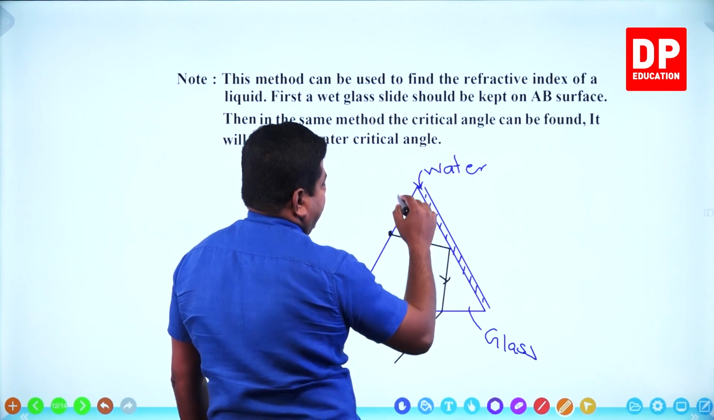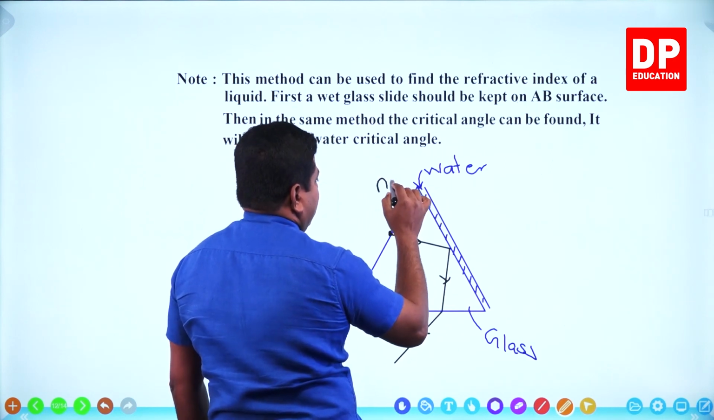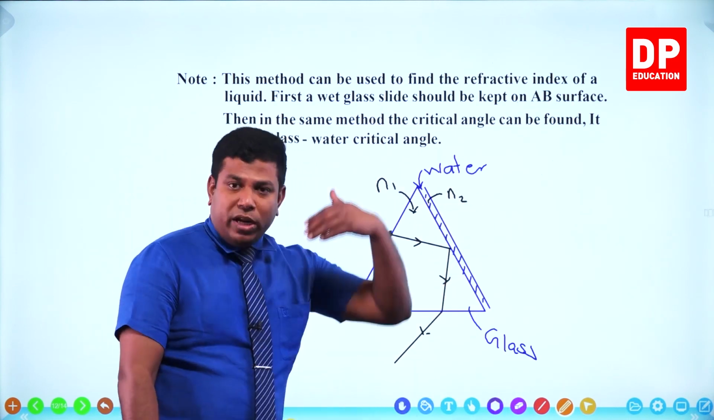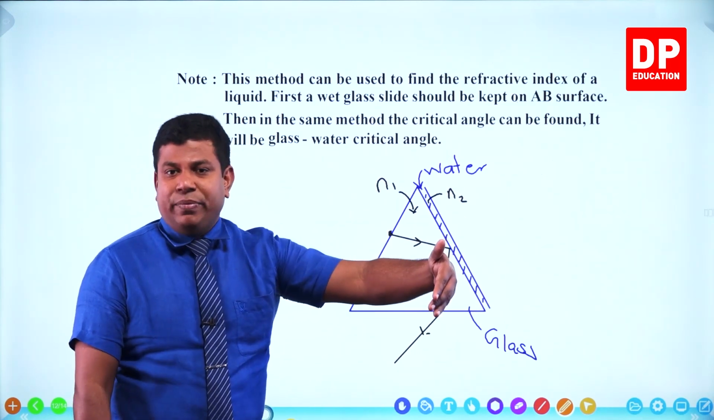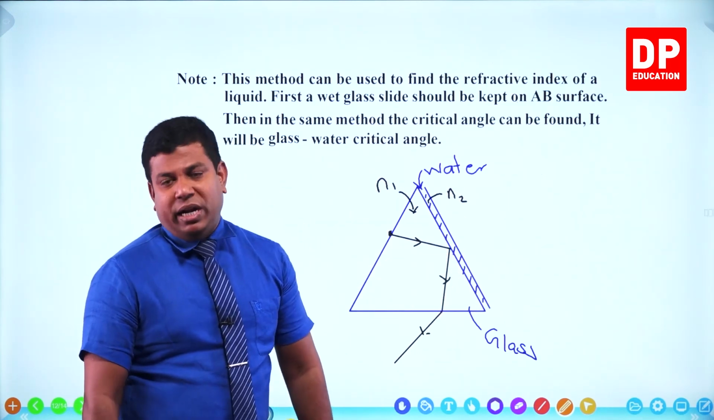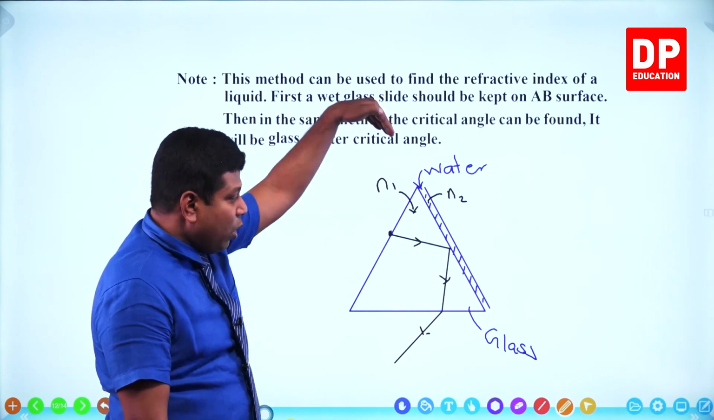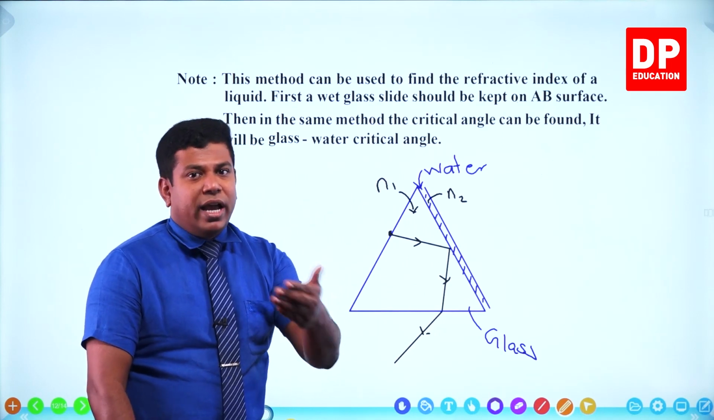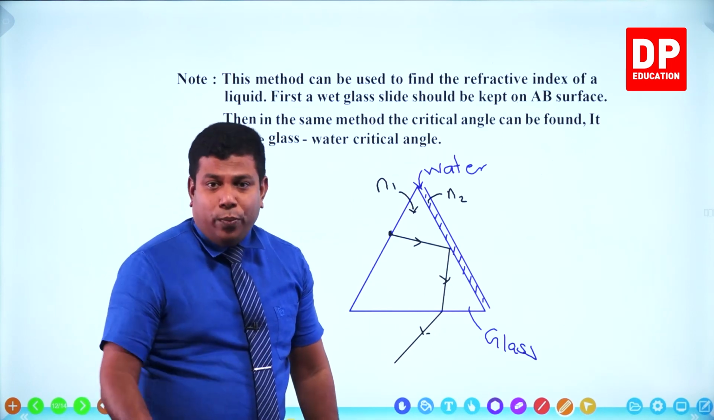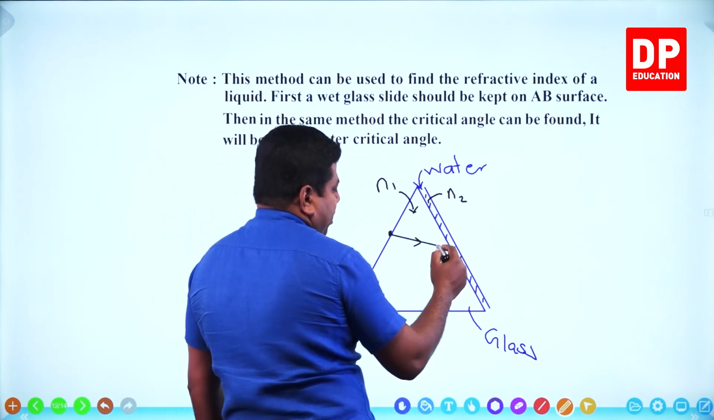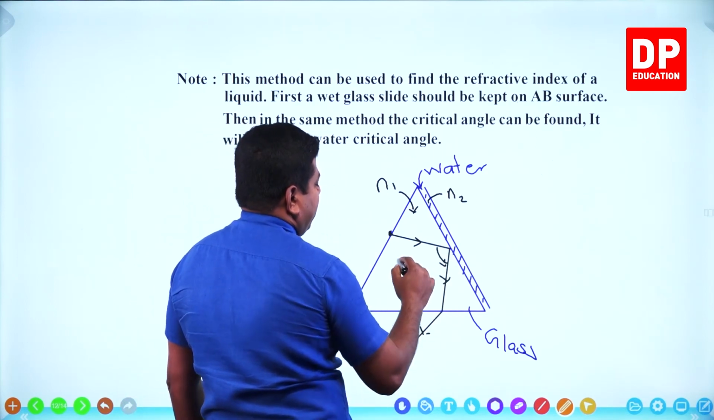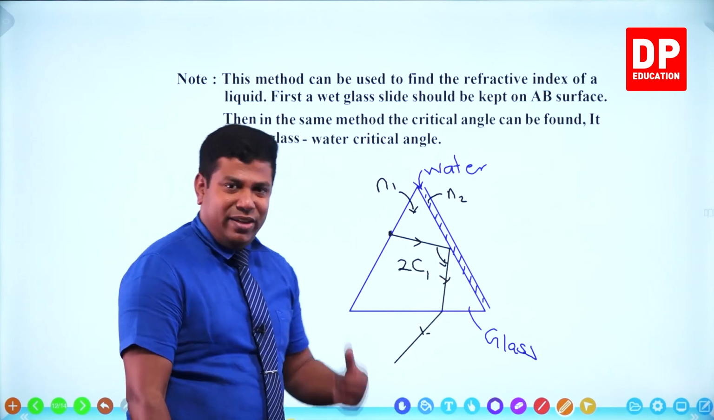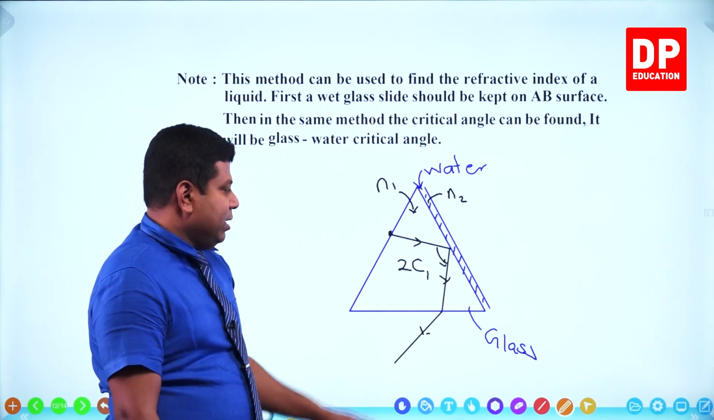Right. Let's say this is N1, this is N2. Earlier we did not have to bother about N2 because it was air on the other side. The refractive index of air is considered to be 1, so we don't have to consider that. But this time we have water there, a liquid, which will not have refractive index of 1. I have to make it, let's call it N2. Right. Now if you measure this angle, last time we called it C, this time let me call it C1. This is 2C1.